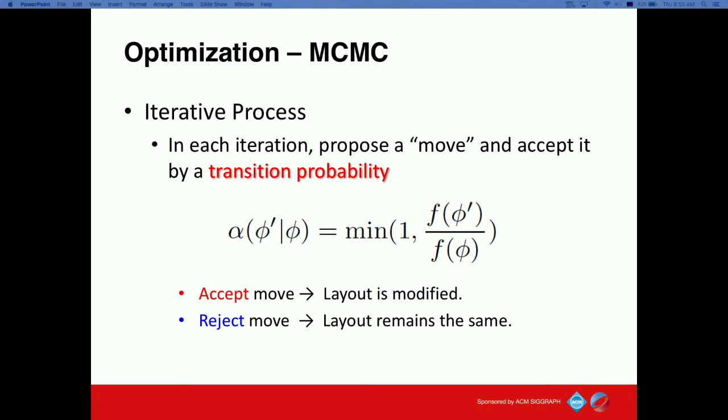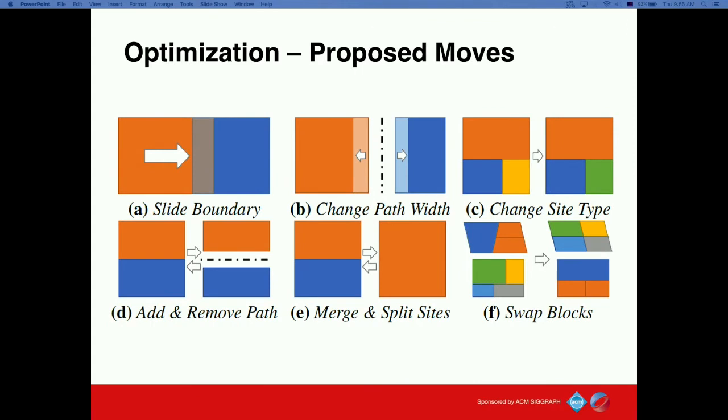We have some moves here: we can slide the boundaries of two sites, we can change the width of a path, we can change the type of a site, or we can add a new path or remove an existing path. Note here we are able to add both straight line-like and curve-like paths. Or we can merge two sites into one or split one into two. Or we can swap the site distribution of two blocks.